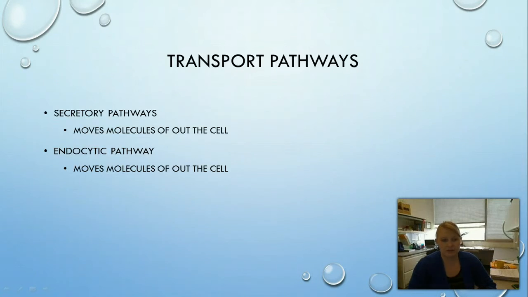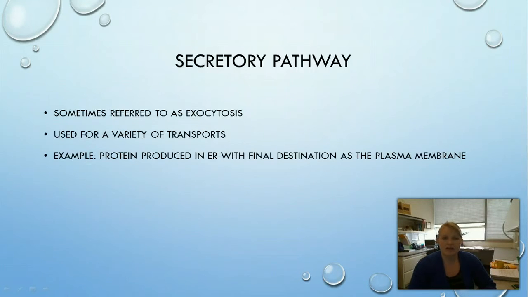So now let's talk about transport pathways. As I said, we got the secretory pathway and the endocytic pathway. Secretory moves out. Remember, you secrete things, you're moving it out. Endocytic means bringing it in. So here's a secretory pathway overview. Sometimes it's called exocytosis, as I said. It doesn't really matter which term you use, but as I said, I'm going to try to stick with secretory for you.